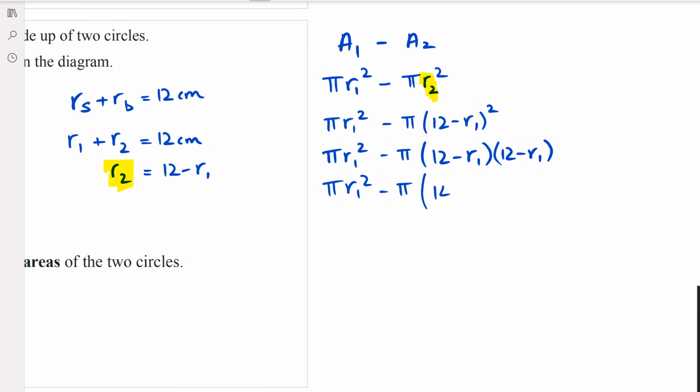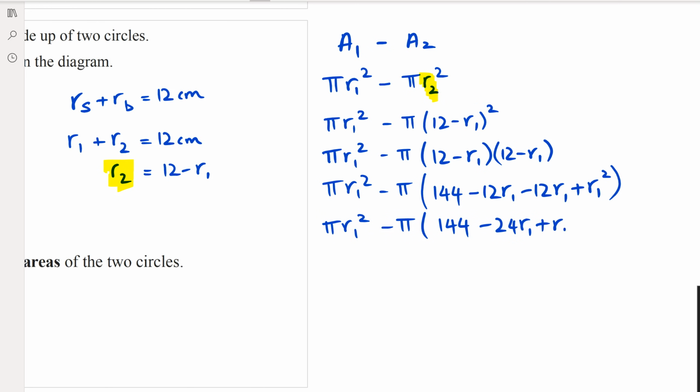I get 12 times 12, which is 144. 12 times r1 minus r1 is minus 12 r1. Then I've got another minus 12 r1. And then I've got plus r1 squared. So multiplying this with pi, I'm going to simplify that first before I multiply it with pi. So it's going to be minus 24 r1 plus r1 squared. Now I'm going to multiply it with pi. So I get pi times 144 minus 24 pi r1 plus pi r1 squared.